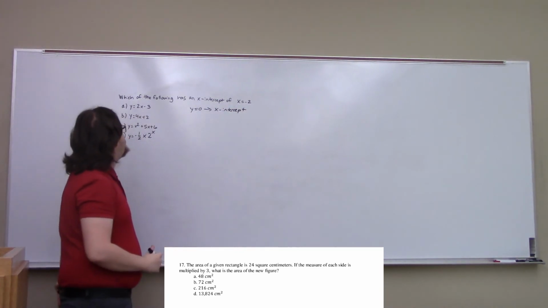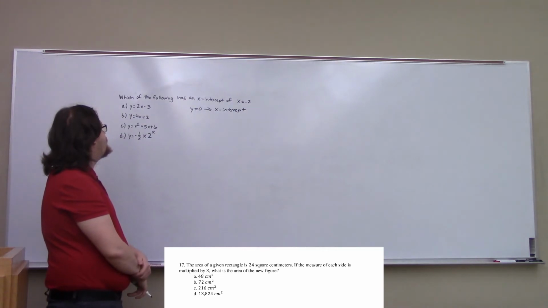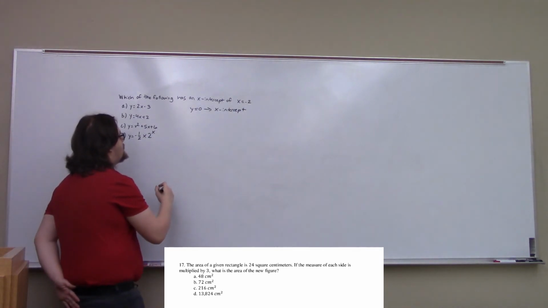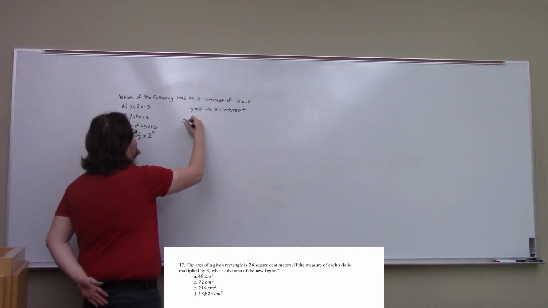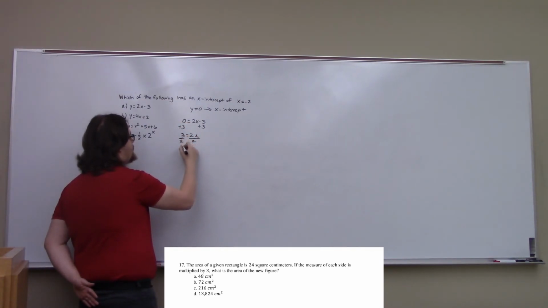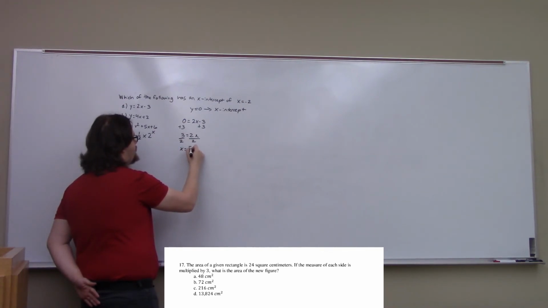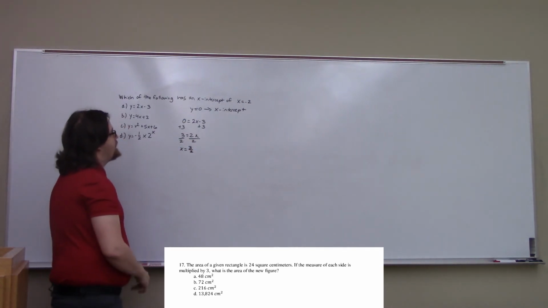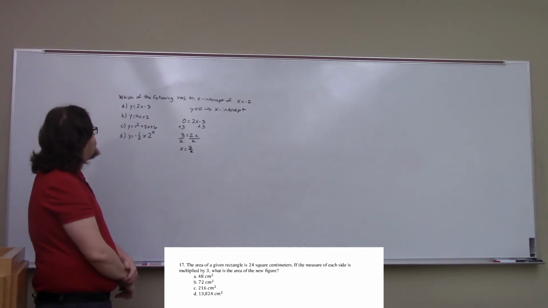So if we start from our first equation, y is equal to 2x minus 3. If we plug in 0 for y, we get 2x minus 3. Add 3 to both sides, and we get 3 equal to 2x. Divide both sides by 2, and we find x is equal to 3 over 2, and this is not the value we were looking for.